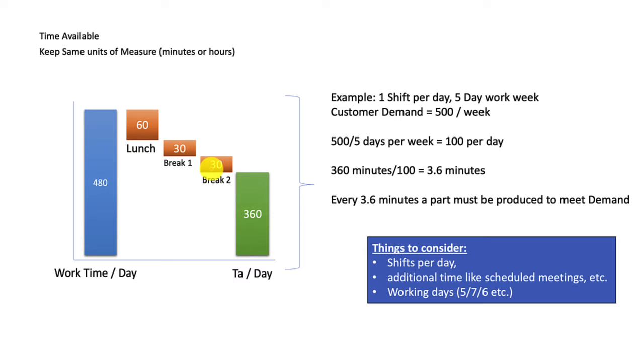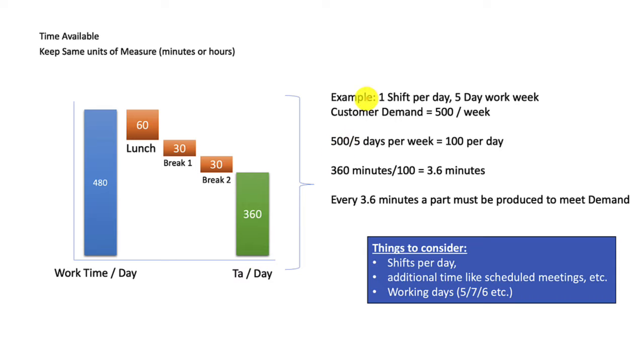We do not want to include those planned things that we're going to be down for, those planned times we're going to be away from the work. We don't want to include those in the time available, right? So we take the 60 minutes out for lunch and then the 2 30-minute breaks. And what we have is 360 minutes of time available per day to make whatever our customer needs. Now, it's also important to note that you may have other things that you remove in this time. You might have scheduled meetings, right? Scheduled downtime. Make sure you take that out as well, because that's going to impact your time available, and it's also going to impact your overall takt time.